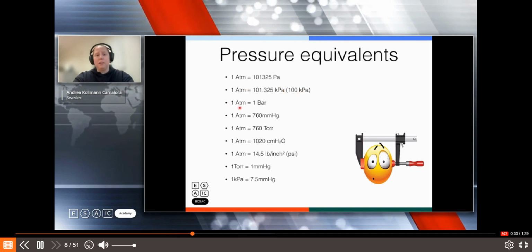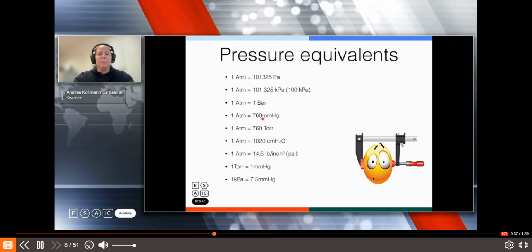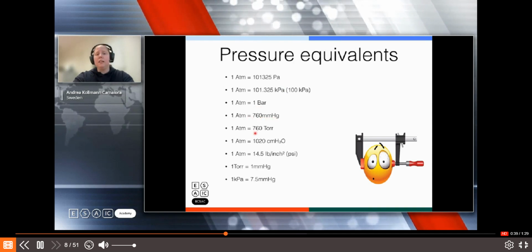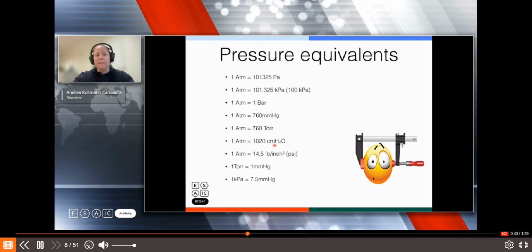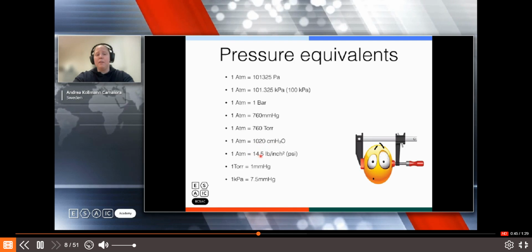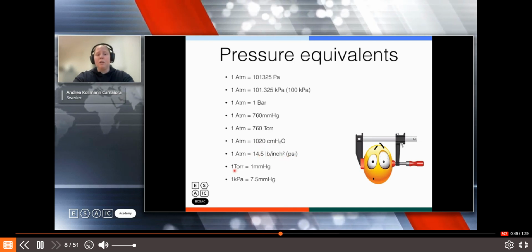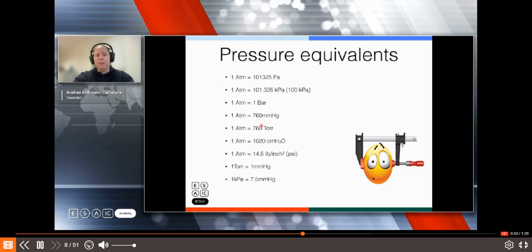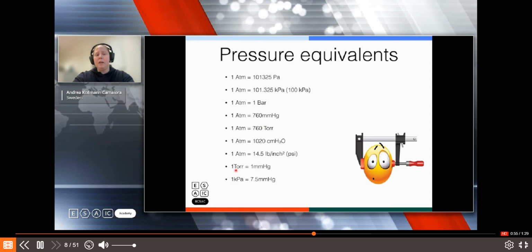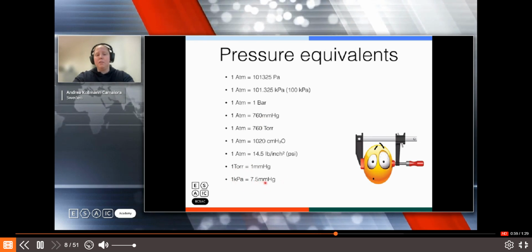But 1 atmosphere is also 1 bar. 1 atmosphere is 760 millimeters of mercury, or 760 torr, or 1,020 centimeters of water, 14.5 pounds per square inch, so PSI. 1 torr, of course, is 1 millimeter of mercury, because these are exactly the same. And 1 kilopascal is 7.5 millimeters of mercury.